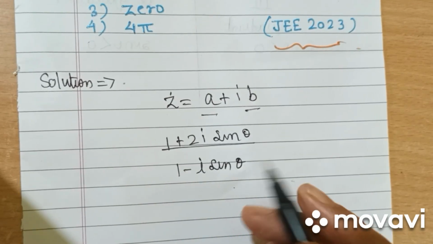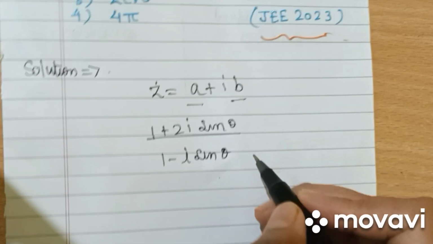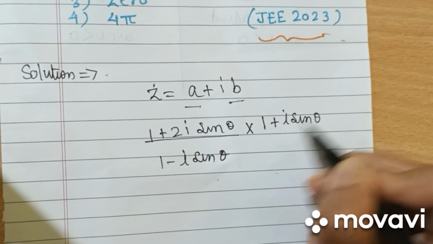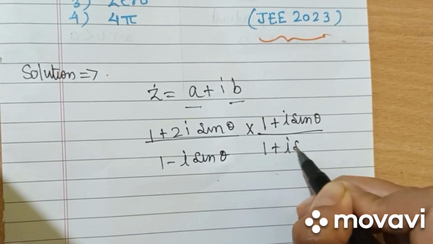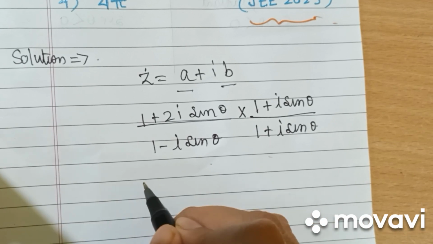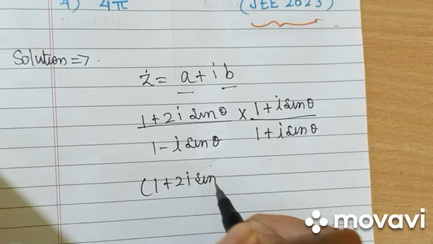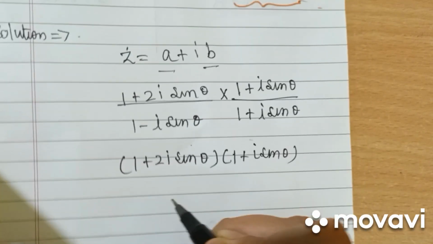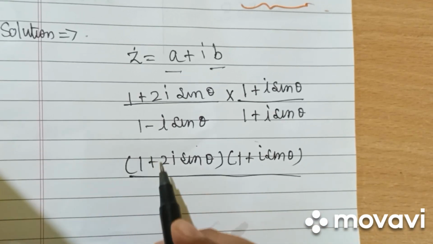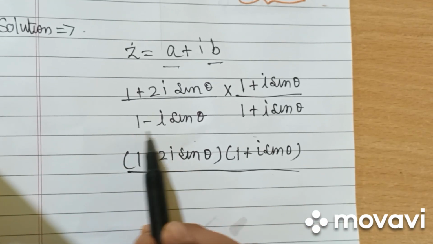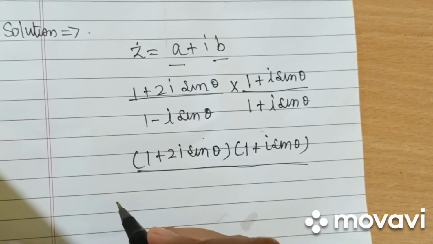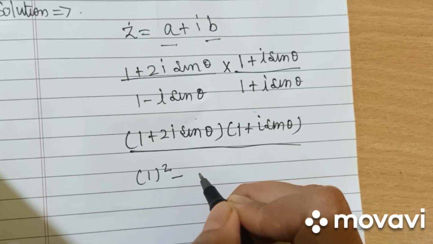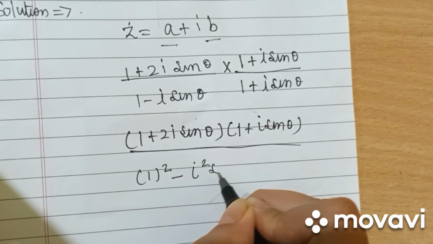Since it is a fraction, let's rationalize it. We'll rationalize it by multiplying the numerator and denominator by 1 + i sin theta. So the numerator is (1 + 2i sin theta) multiplied by (1 + i sin theta), and the denominator will become, by the formula (a - b)(a + b) equal to a squared minus b squared, 1 squared minus i squared sin squared theta.